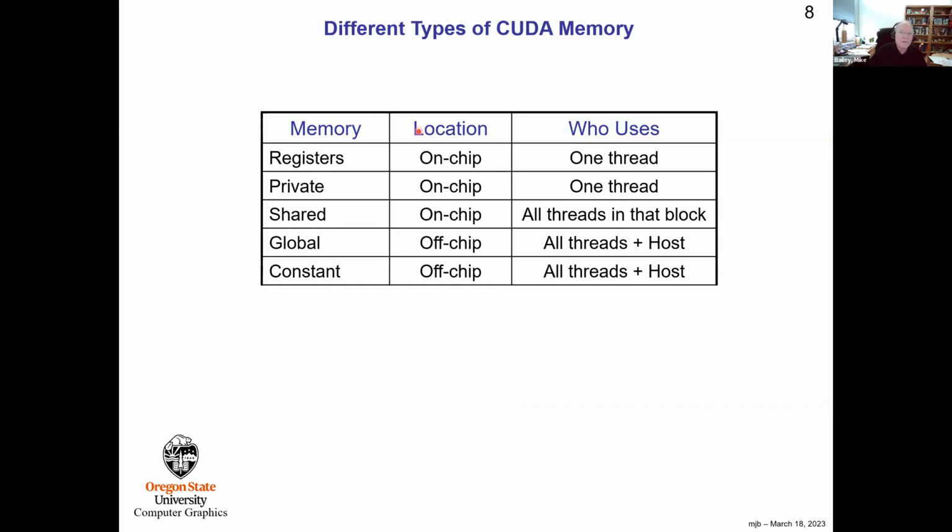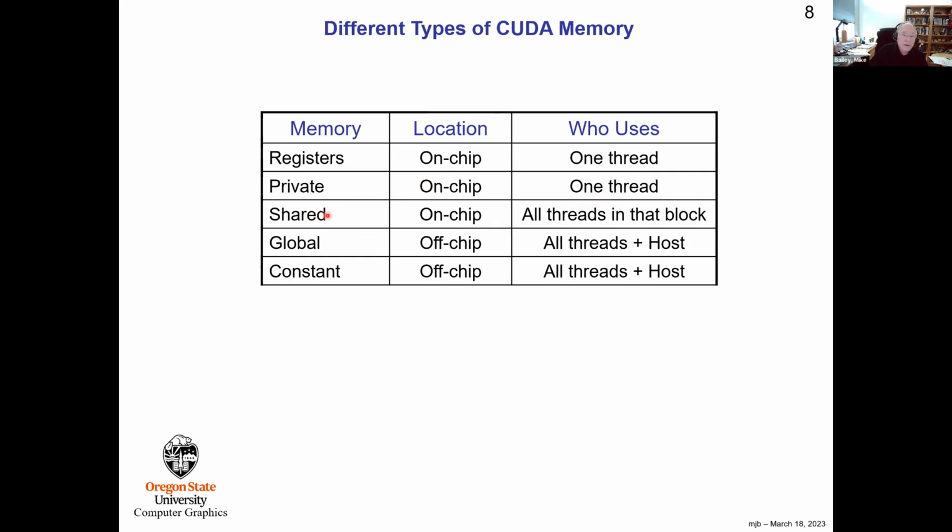So yeah, these are the different kinds of memory. And I think this same slide is in the OpenCL notes, but the registers are on the chip and the thread uses a bunch of registers. There's some private memory. This is for like local variables. One thread uses those.